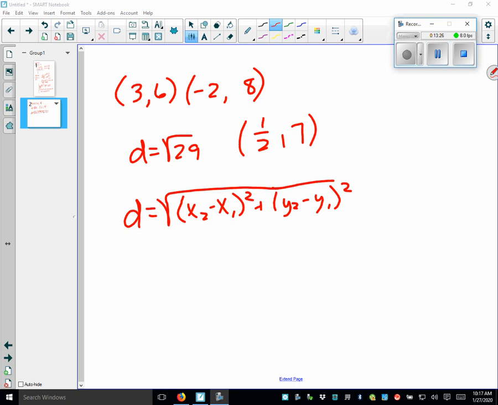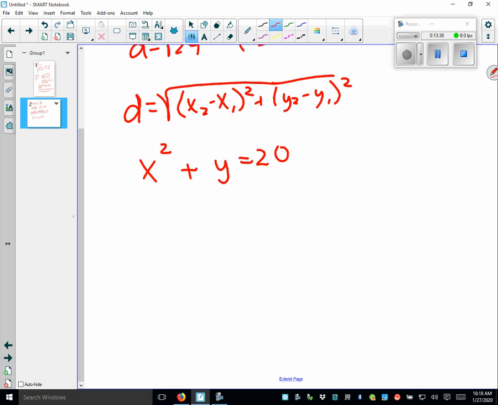If I give you x squared plus y equals 20, find the x-intercepts, find the y-intercepts. How do I find an x-intercept? Let y equal 0, right? What do you get? X is 2 radical 5. Really? You sure? Plus or minus 2 radical 5, right?